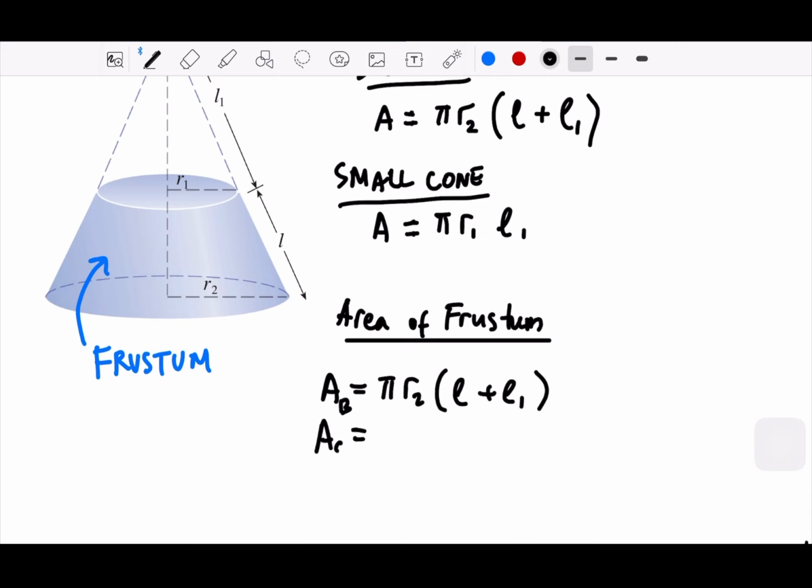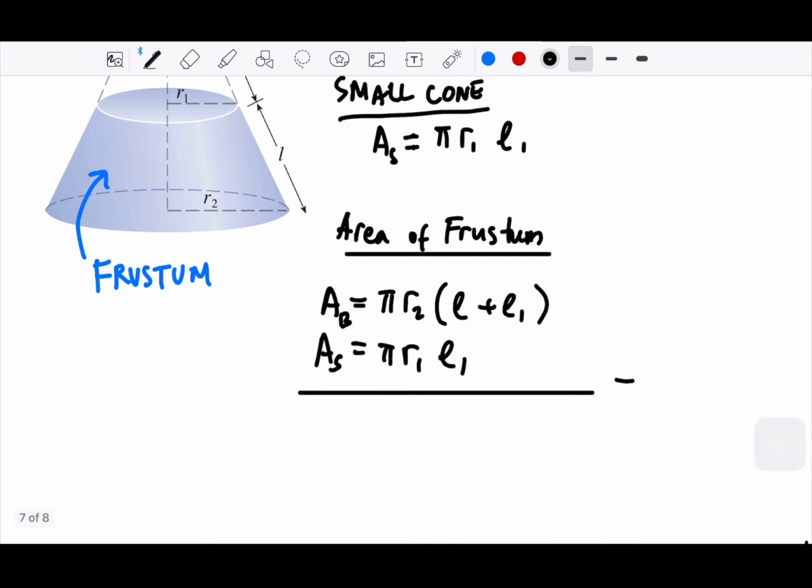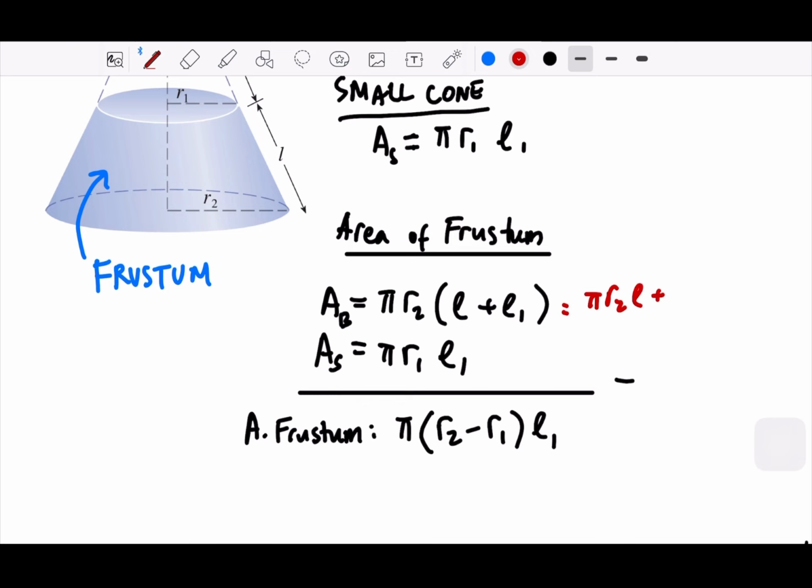This is big, this is small, okay? So let's subtract. So area of frustum is pi, and then R2 minus R1, L1, or if you want to make sure, we could just take this, okay, and then make sure that our formula is correct.